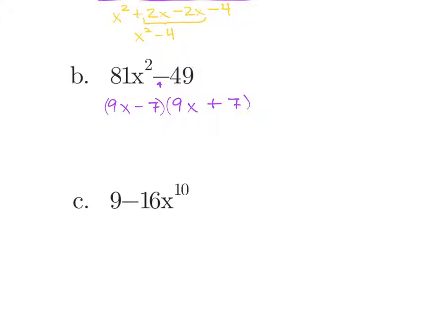If we go ahead and check this now, we can multiply our firsts, giving us 81x squared. Our outsides multiply to 63x. Our insides multiply to negative 63x. And our lasts multiply to minus 49. Again, notice that the insides cancel. So our final answer is 9x minus 7, 9x plus 7.